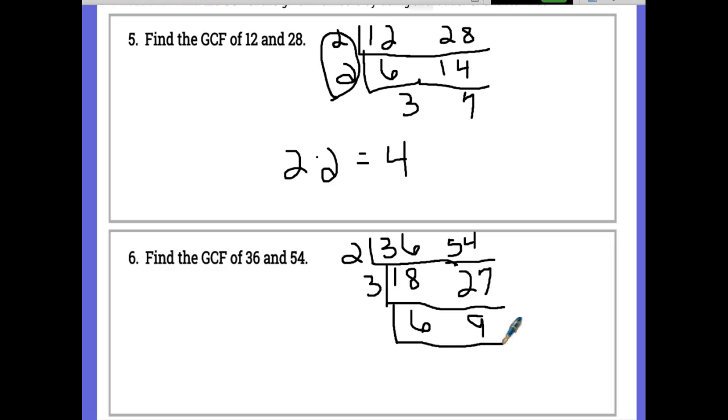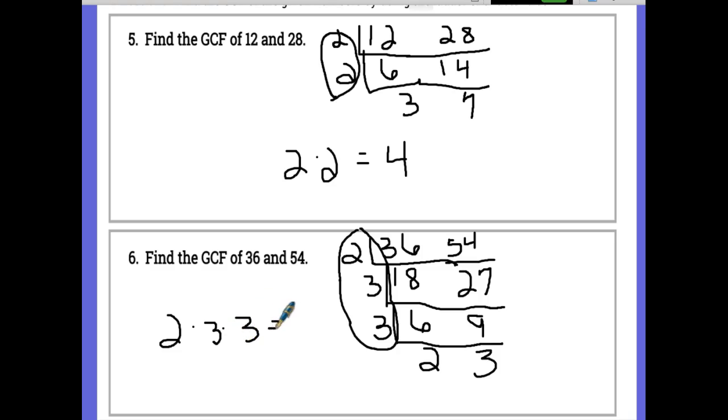I can add another ladder, and I can pull out another 3. 3 times 2 is 6. 3 times 3 is 9. Well, I'm done pulling out prime factors. There's nothing else there. So I'm going to circle these numbers, and I'm going to multiply 2 times 3 times 3. And 2 times 3 is 6. 6 times 3 is 18. And your greatest common factor of 36 and 54 is 18.